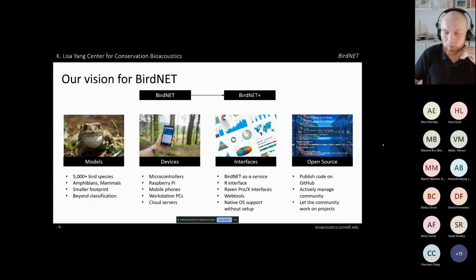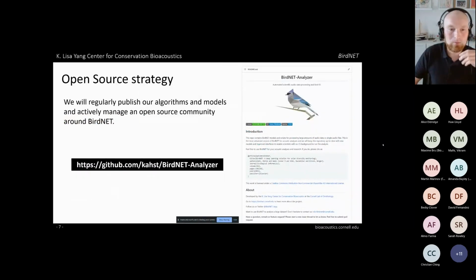And then the most important part, and the one that I'm going to focus on in this presentation, is open sourcing BirdNet, publishing our code on GitHub, actively managing an open source community that hopefully evolves around this published code, and then letting the community work on other cool projects. In this presentation, I'm going to introduce our most recent repository on GitHub. We published our models and the inference code on GitHub, and it's open source.